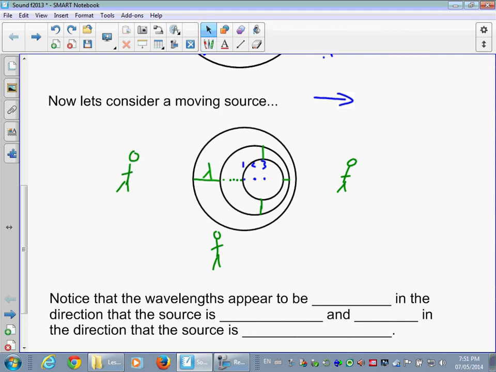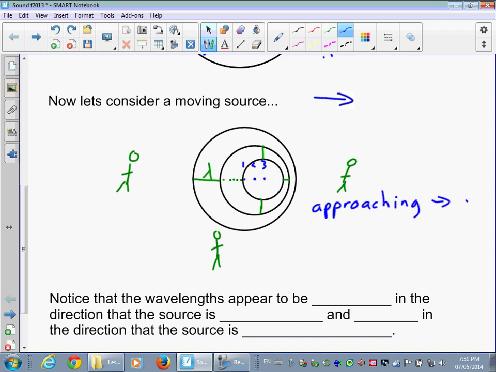Since the source is coming towards the person on the right, we say that the source is approaching. So we're going to use the letter A to represent all things when the source is approaching. Here, we use the word receding. So we're going to use a letter R to represent all things receding. So this wavelength could be considered lambda R. This wavelength could be considered lambda A.